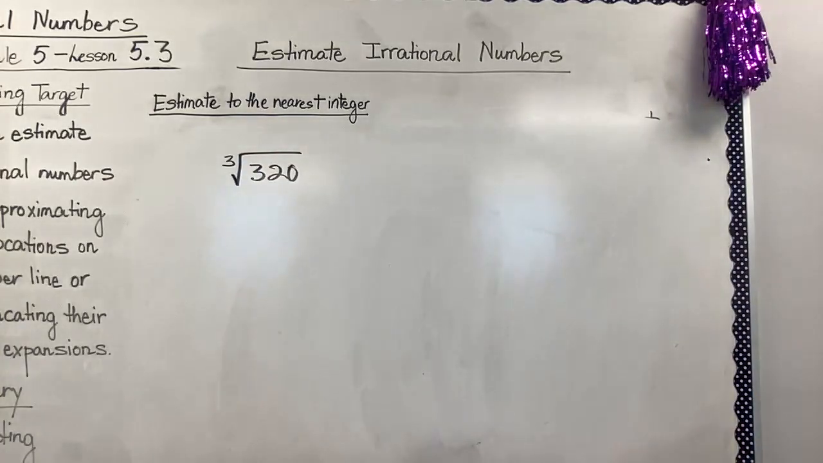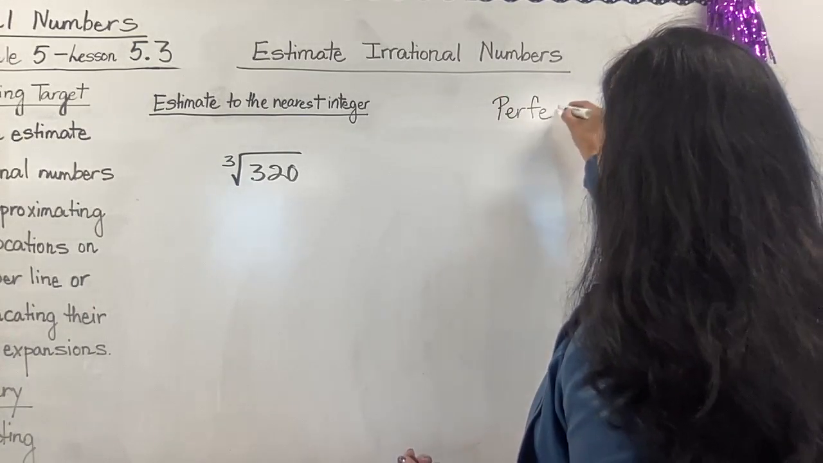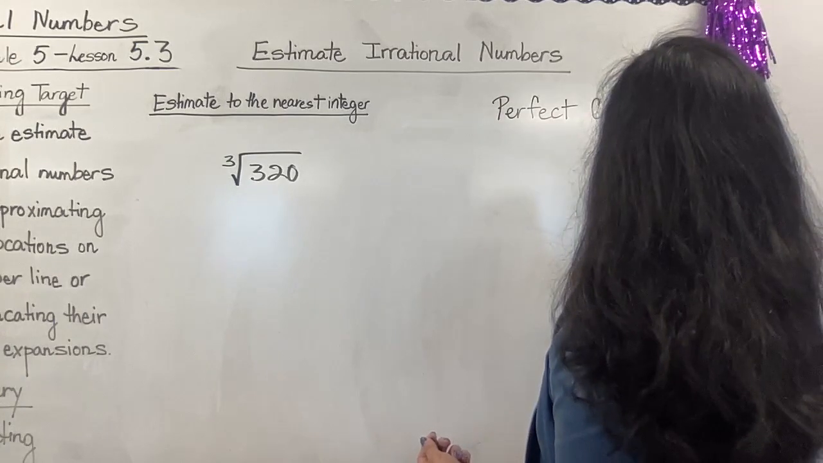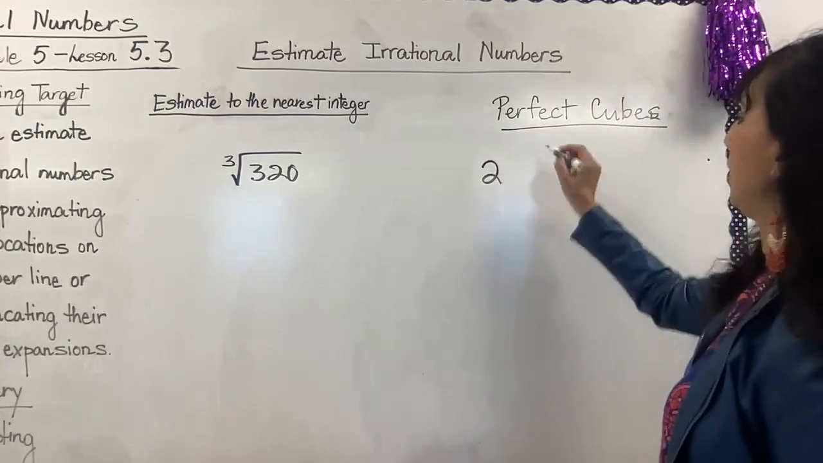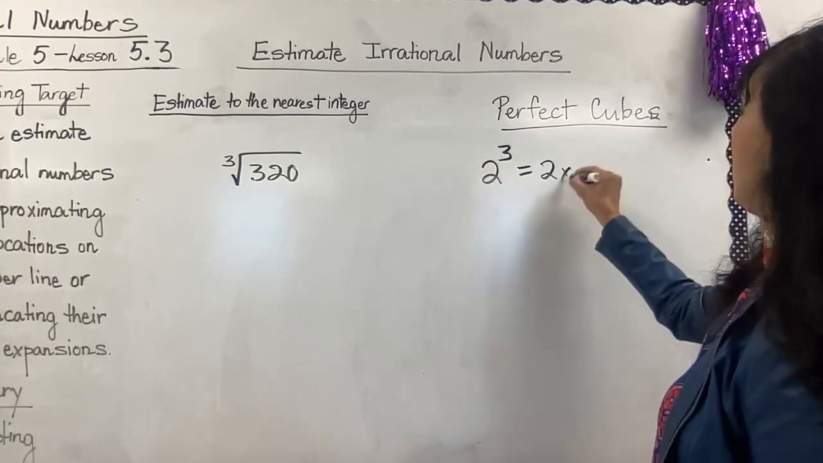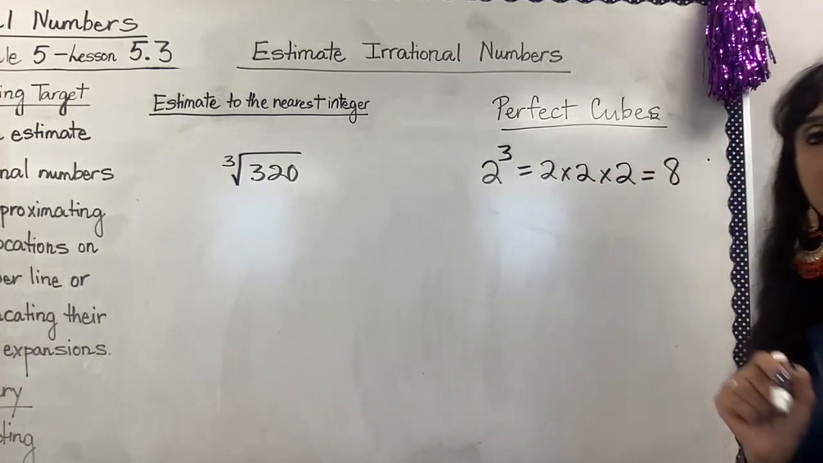All right. So we are going to find two perfect cubes between which 320 lies. And then we are going to find their cube roots. When I'm talking about perfect cubes, think about it. If I have 2 cubed, that is 2 times 2 times 2, which is 2 times 2 is 4 times 2 is 8, right?